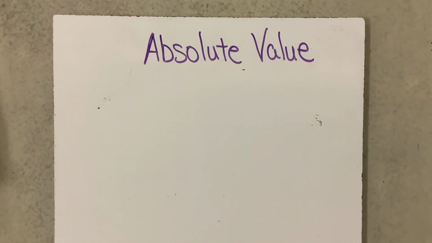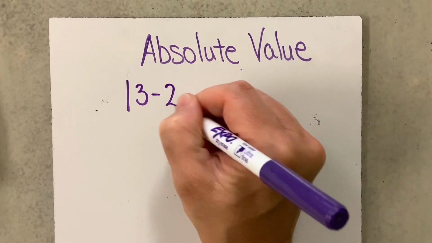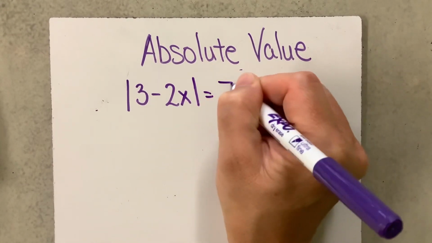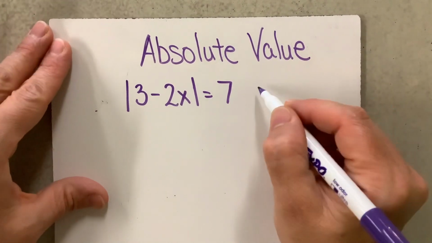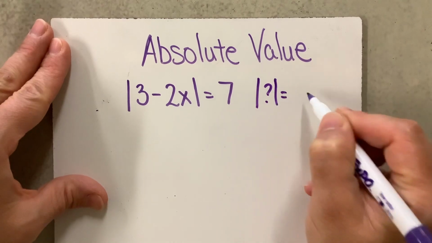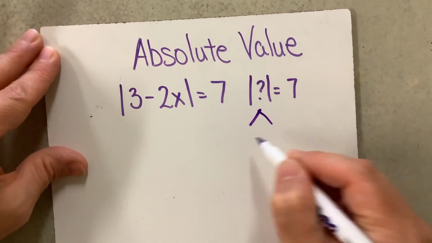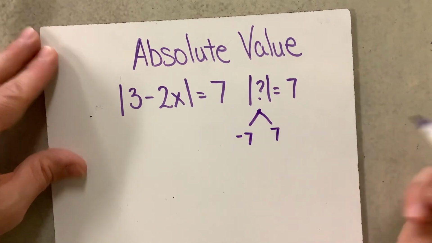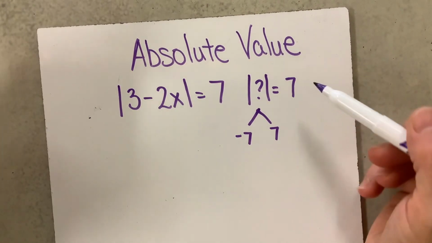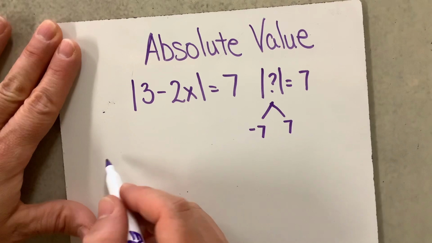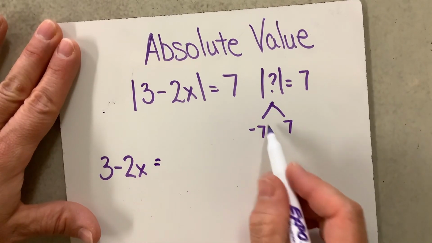Okay. So if we look at the absolute value of 3 minus 2x equals 7, what we need to remember is, let's think about this. The absolute value of something equals 7. That means it is 7 steps from 0. So we could have the negative 7 or the positive 7 because it's telling us that we are 7 steps away from 0.